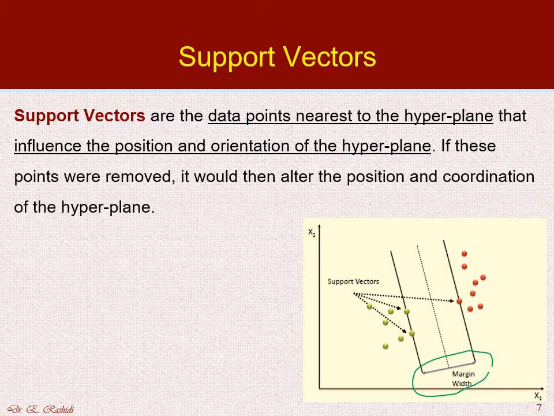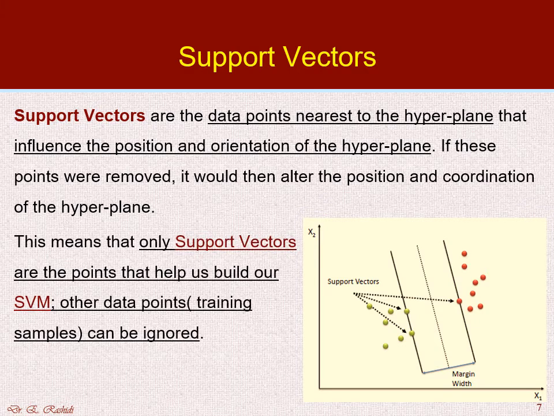If you were to remove these data points that help us to define this hyperplane, then we would have another hyperplane as our best hyperplane for the support vector machine. This means that the support vectors are the only data points that help us to build our SVM. Other data points in the training samples that we use to train the algorithm can be ignored.